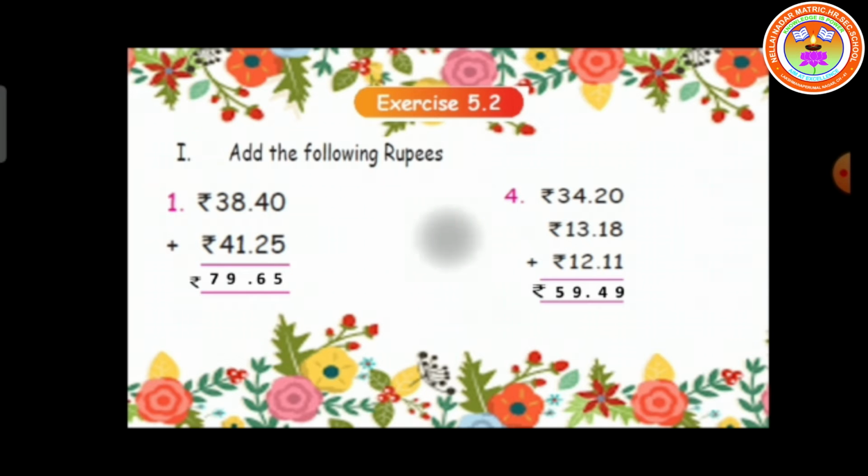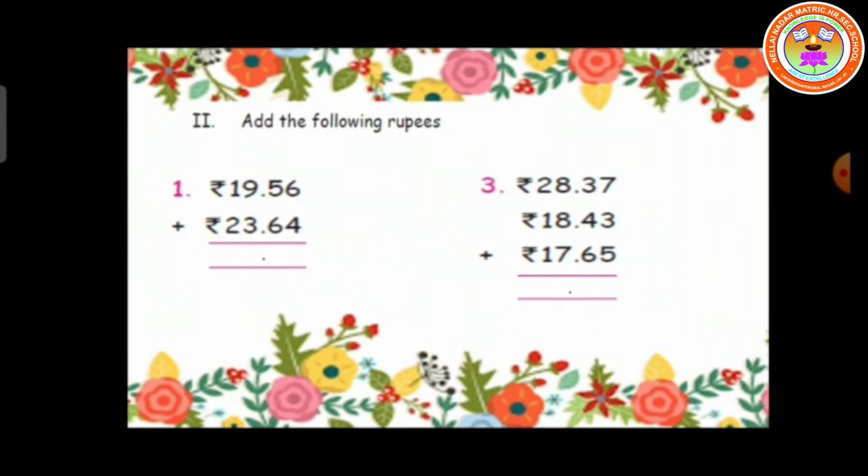Okay. Then add the following rupees. This model is the carryover model. Okay. First problem, 19 rupees 56 paise, 23 rupees 64 paise. So what is 6 plus 4? 10. So 0 in the down and 1 is carryover.